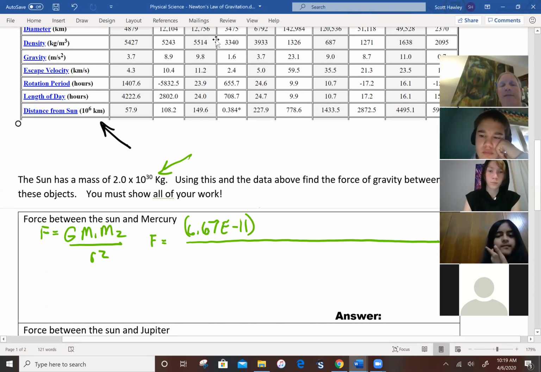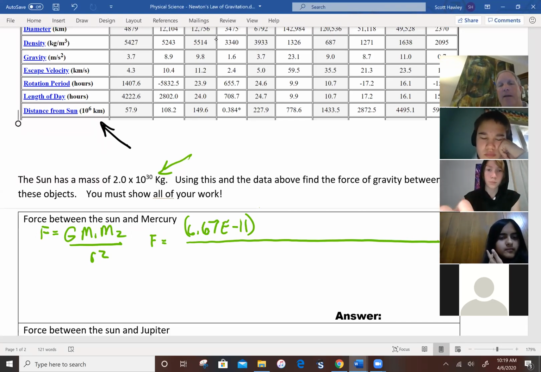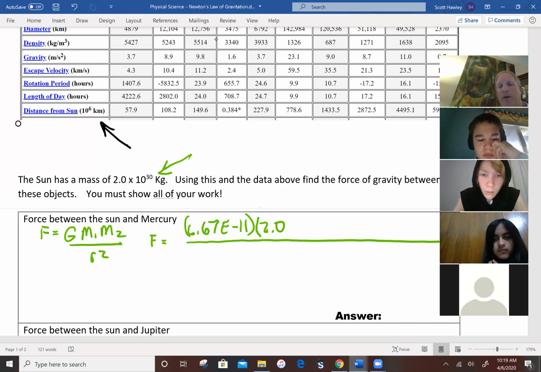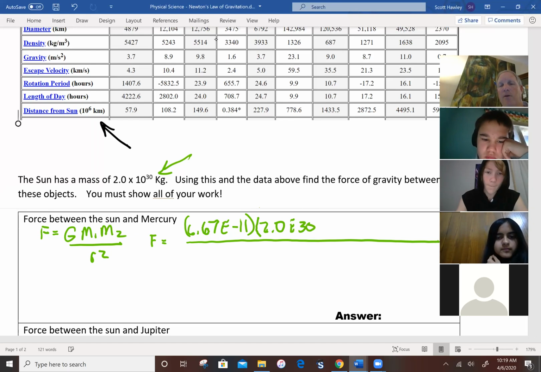Okay, so between the sun, what's the mass of the sun, everybody? 2.0 times what? 10 to the 30th. There you go. So it's 2.0 times 10 to the 30th kilograms. Remember the E means times 10 to the. Okay, now we've got to figure out the mass of Mercury.